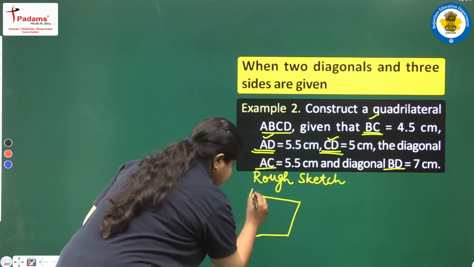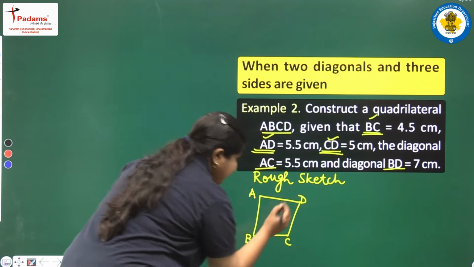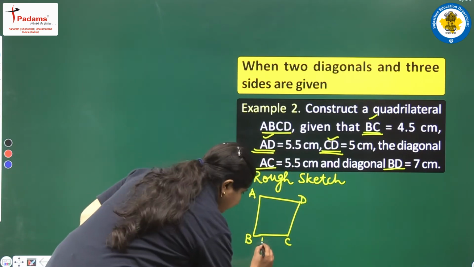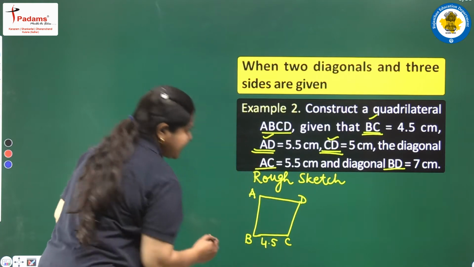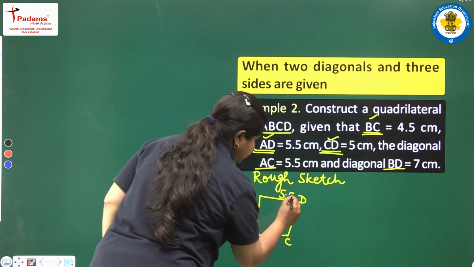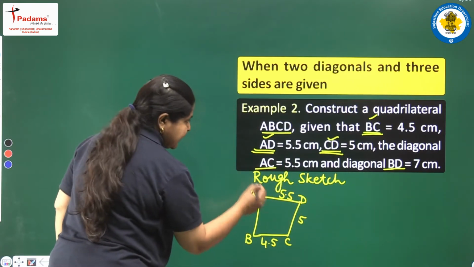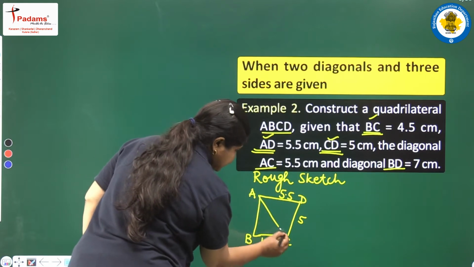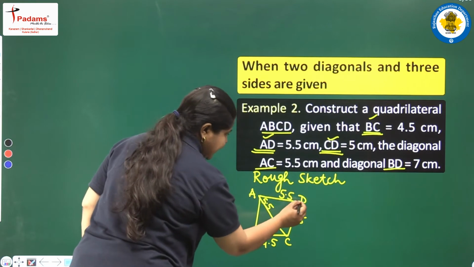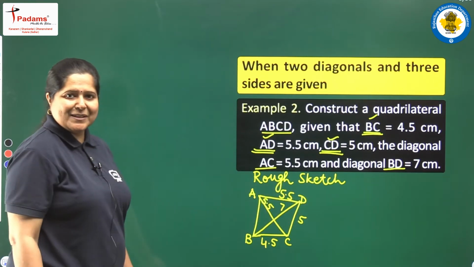Let me name it as A, B, C, D. I have taken this side BC at the bottom because I know its length to be 4.5 centimeters. Then I know this AD which is 5.5. Then we have CD given to be 5. Then the diagonal AC, this one is 5.5. And we have this diagonal BD given to be 7 centimeters.